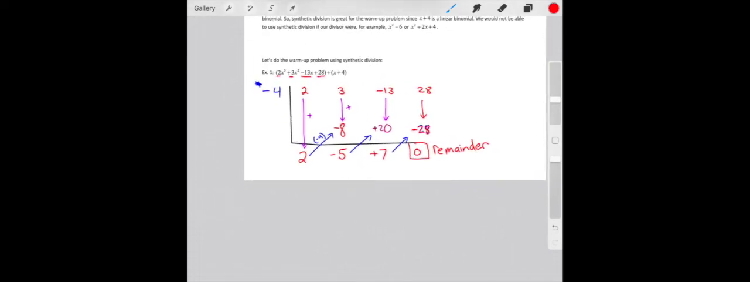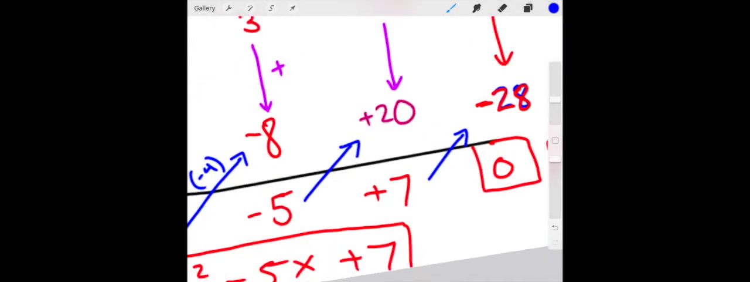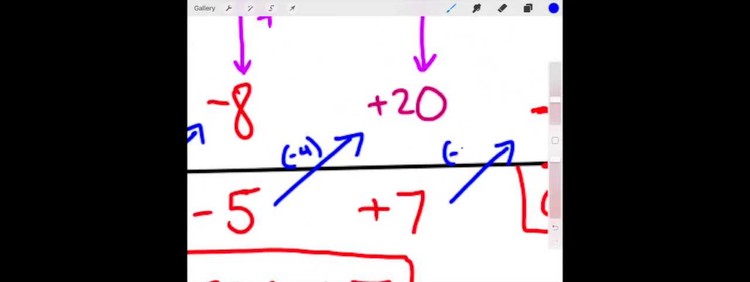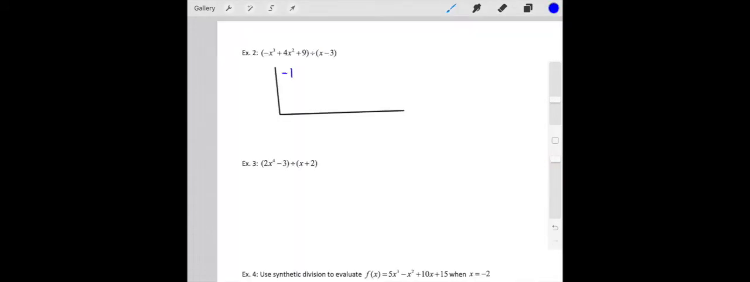All right, and now to write our final answer, we take the coefficients and we bring down the degree of the original. So since it was originally x to the third, we start with x squared, and we just go down by a degree each time. And that is our final answer. Again, the moving across is multiplying by negative 4. The little pink lines are adding.